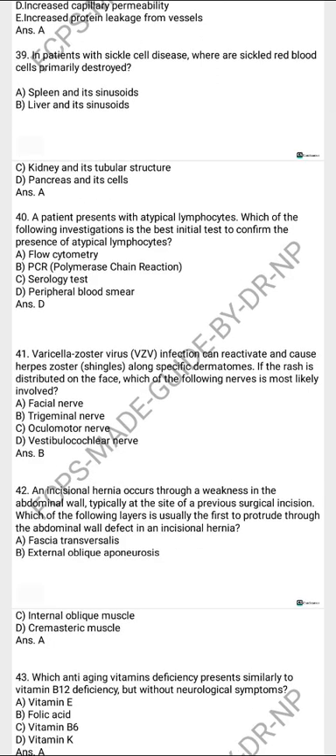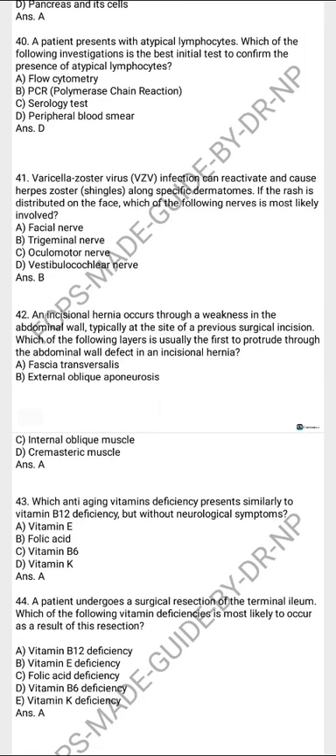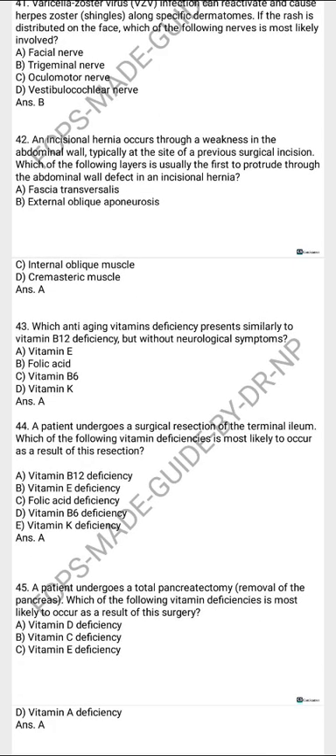Varicella zoster infection can reactivate and cause herpes zoster along specific dermatomes. If the rash is distributed on the face, which of the following nerves is most likely involved? The trigeminal nerve. Incisional hernia occurs through a weakness in the abdominal wall. Typically, at the site of a previous surgical incision, which of the following layers is usually the first to protrude through the abdominal wall? The defect in an incisional hernia is the fascia transversalis.